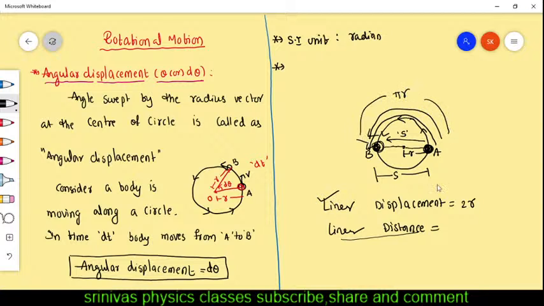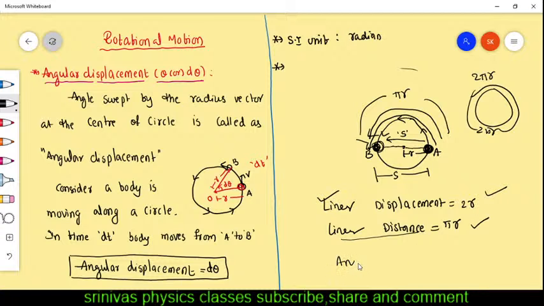It is equal to pi r, right? Half of the circumference of the circle. What is the full circle length? Full circle length is 2 pi r, right? But here there is only a half circle from A to B. That's why pi r is the distance.